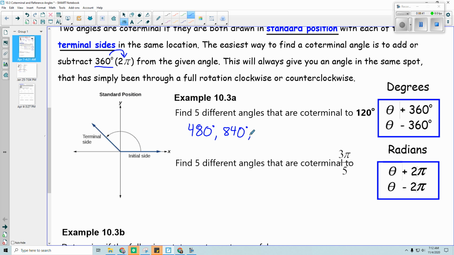Okay, let's go backwards a little bit. So let's say we start at 120 again, and then we subtract 360. So I get negative 240, subtract 360 again, negative 600 degrees, and one more time, negative 960. Okay, so let's try to check all of these values. So 480 and 840.